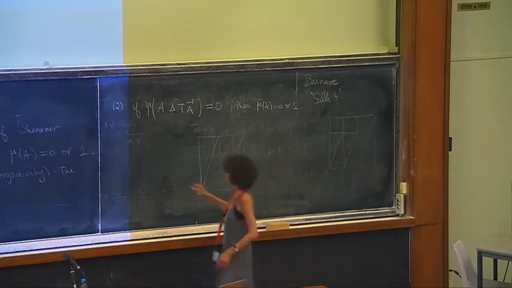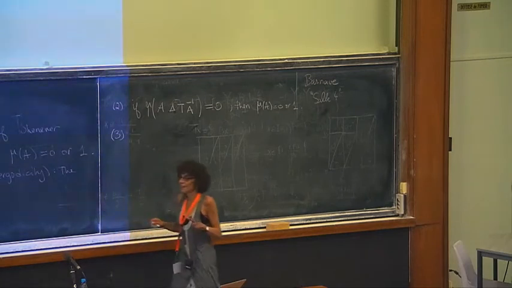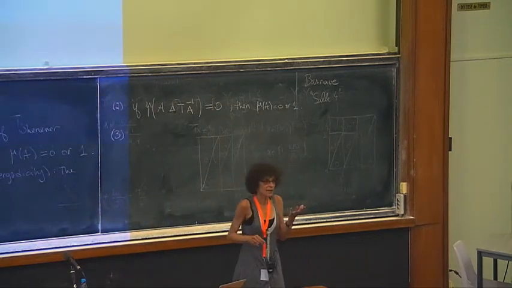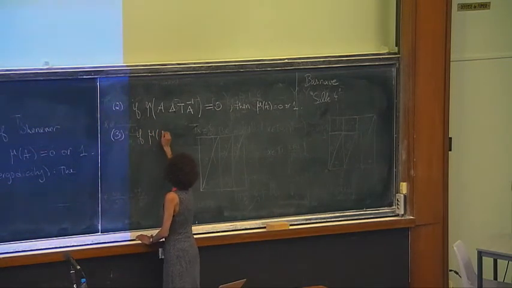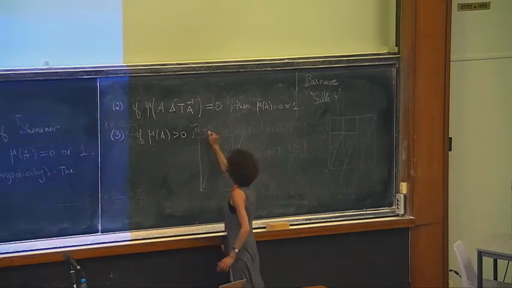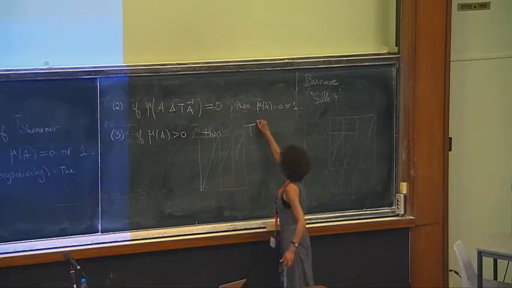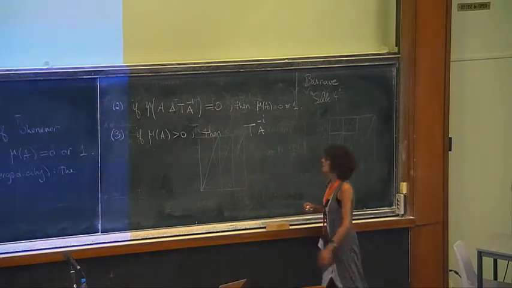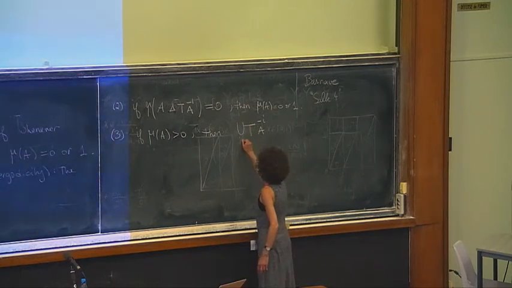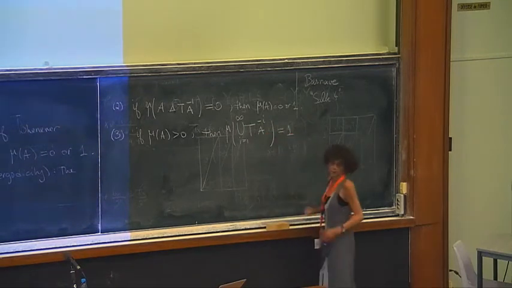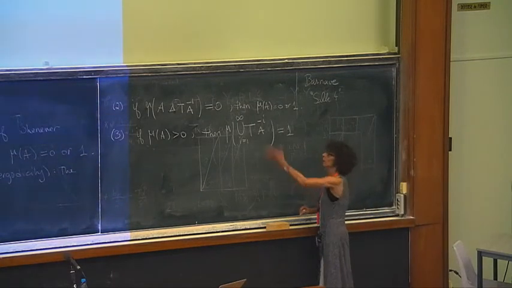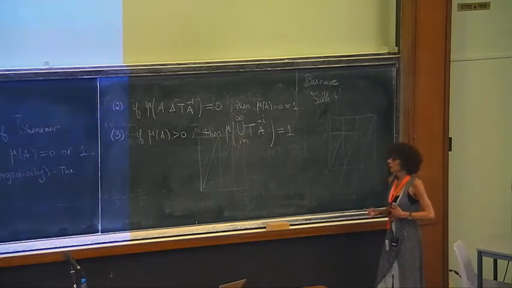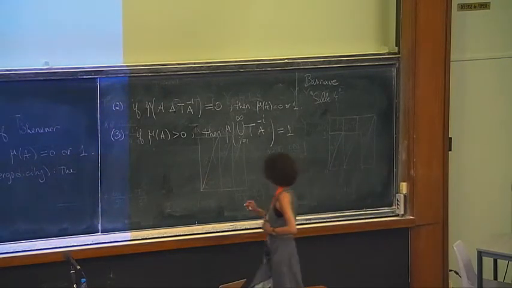And the third one: I cannot say orbits are dense, but sets of positive measure are dense, in the sense that if the measure of A is positive, then if I move A around via my transformation, and I look at the union, and I look at the measure, then this is equal to 1. So what it's saying is that every point in your space, at some point, will hit A, almost surely, with probability 1.